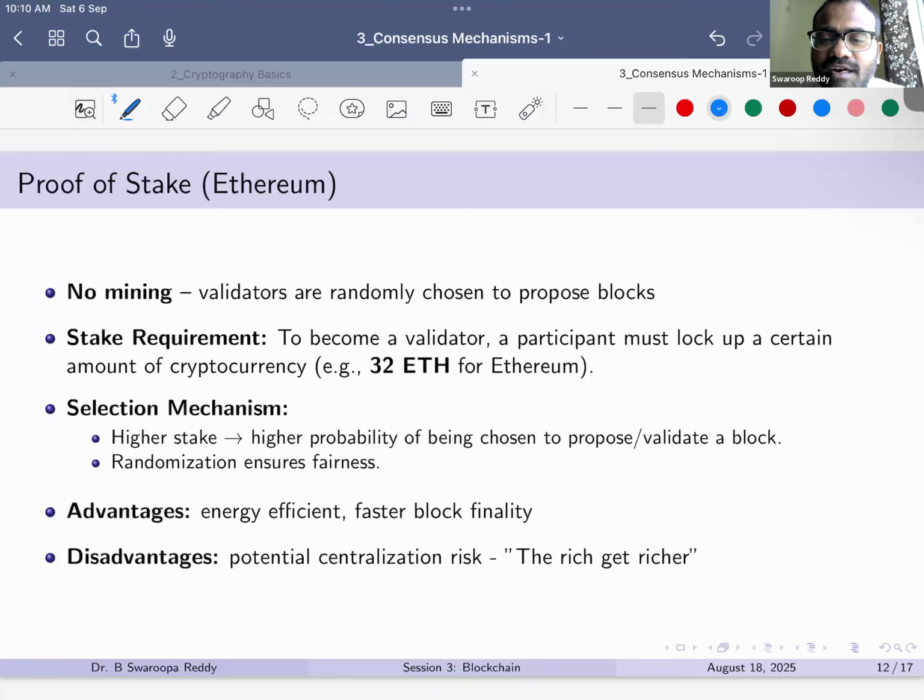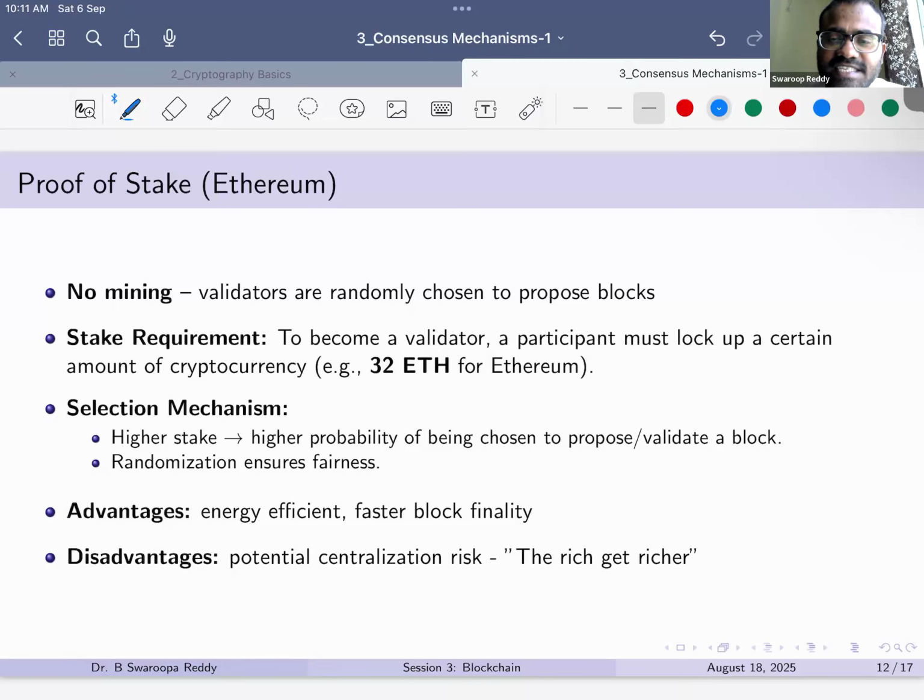It will be very fast, because in the previous one we could also reduce the time, but if you reduce the time there will be more chances of malicious activities. That's why it was fixed at 10 minutes. So here the block finality time will be very short.